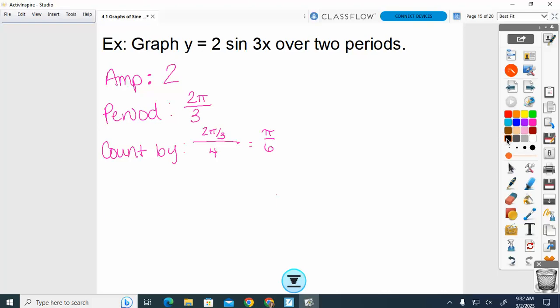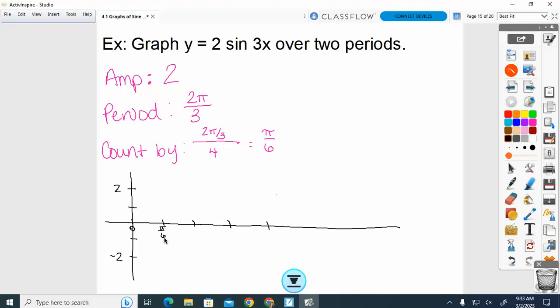So my graph. We're starting at 0. My high point is going to be 2 because that's my amplitude, and my low point is going to be -2. My first point is 0. We need a total of 5 points here for one cycle. We have our starting point and then 4 more. To get those points, we use our count by. If we're at 0 and we add pi over 6, we're now at pi over 6. And we keep adding that pi over 6 to get all the other points.